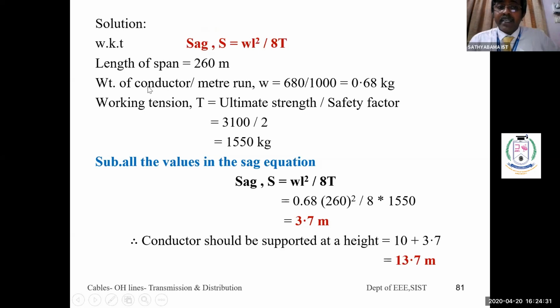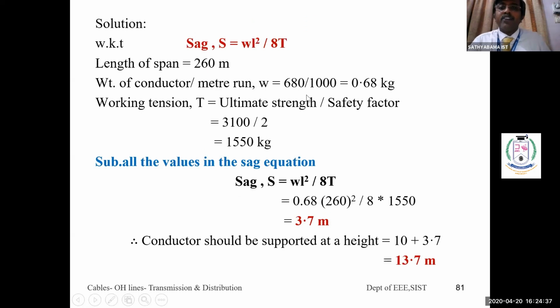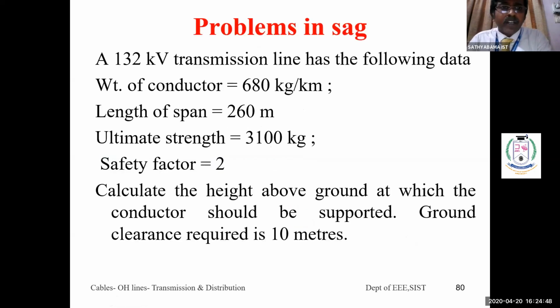W is nothing but the weight of the conductor. Already they have given it as 680. So you have to divide it by 1000, and you will get 0.68. But please see the question, the formula has T. T is nothing but tension. Is any data given for tension? No, there is no data for tension.